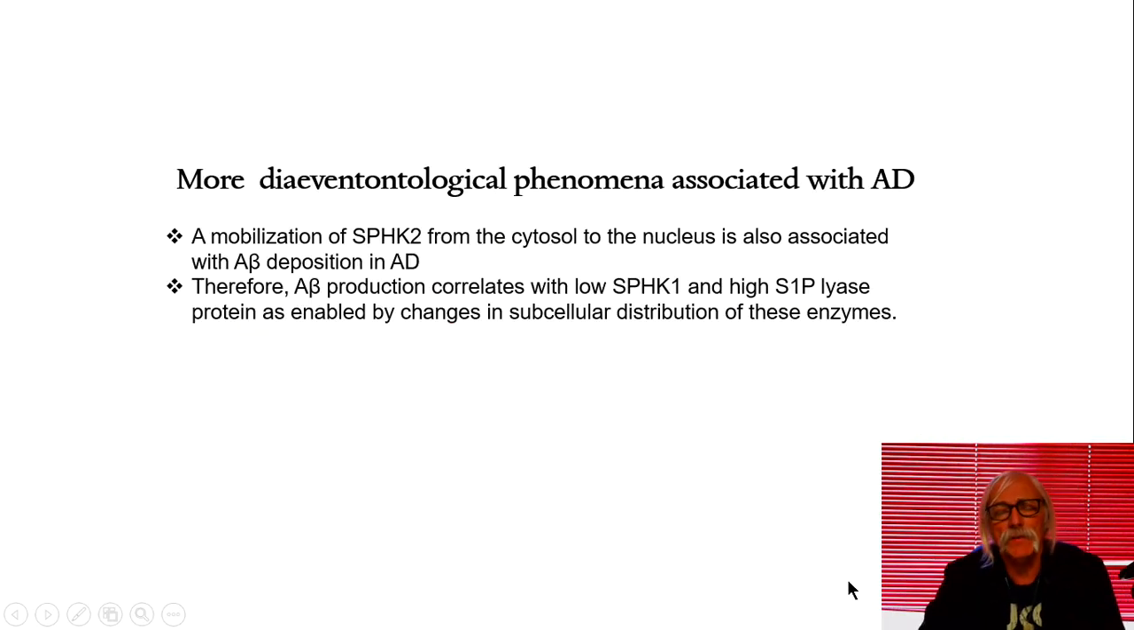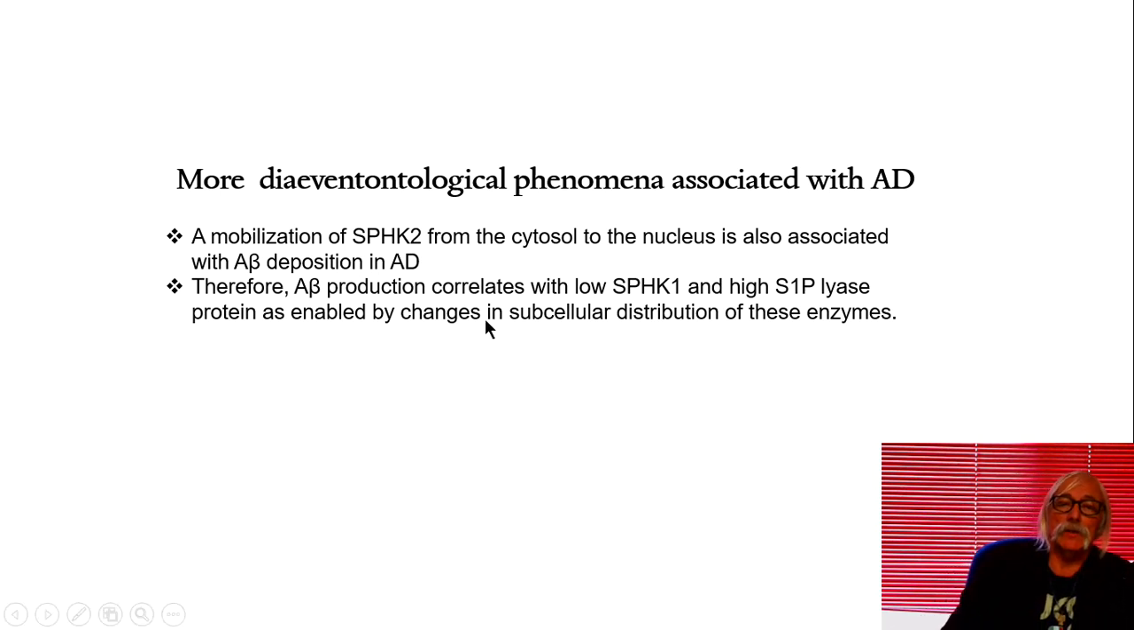Now there are more pathophysiological phenomena associated with AD. A mobilization of the sphingosine kinase 2 from the cytosol to the nucleus is associated with A beta deposition. So just moving the kinase from the cytoplasm to the nucleus changes things. Therefore, the A beta production correlates with low sphingosine kinase, that's when it's shuttled to the nucleus, for example, and high sphingosine 1-phosphate lyase, because that generates back ceramide, as enabled by changes in subcellular distribution of those enzymes, as shown here.